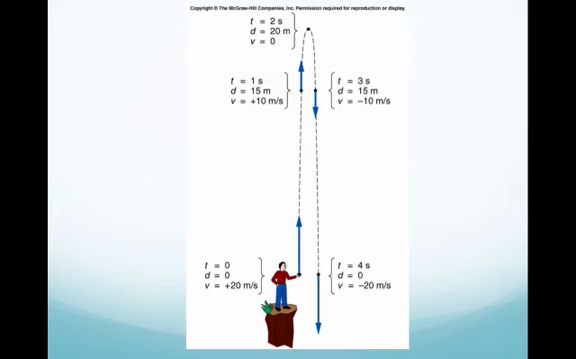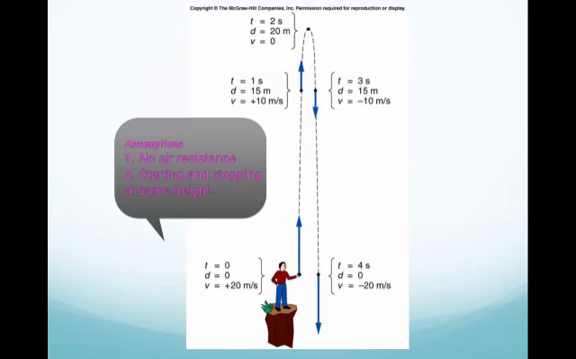So let's say we throw a ball up and it comes back down from a height. Our two assumptions here are that there's no air resistance and that we are throwing it and catching it at the same height. Those are the two assumptions we will use.